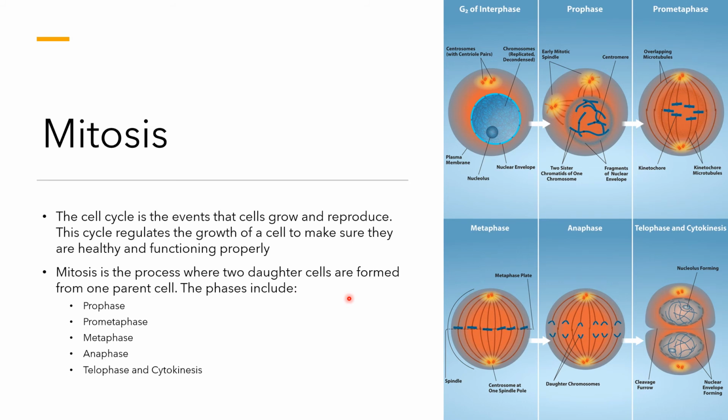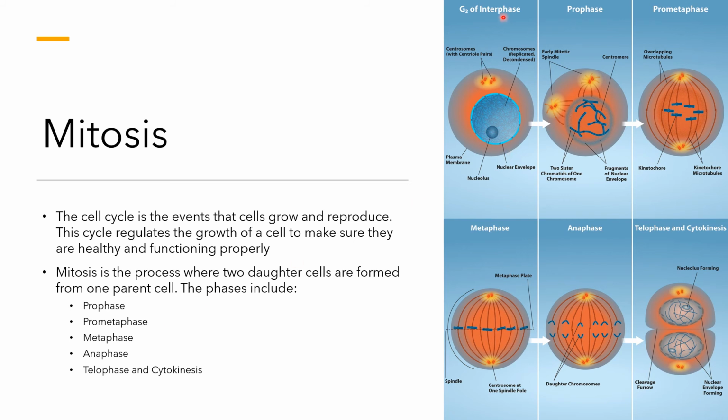So now let's get into a little bit of mitosis. It's the process where two daughter cells are formed from one parent cell. So this is making a clone of the cell. There's no different types of outcomes. It's just one cell splits exactly into two, making two clone cells. That's all it is.